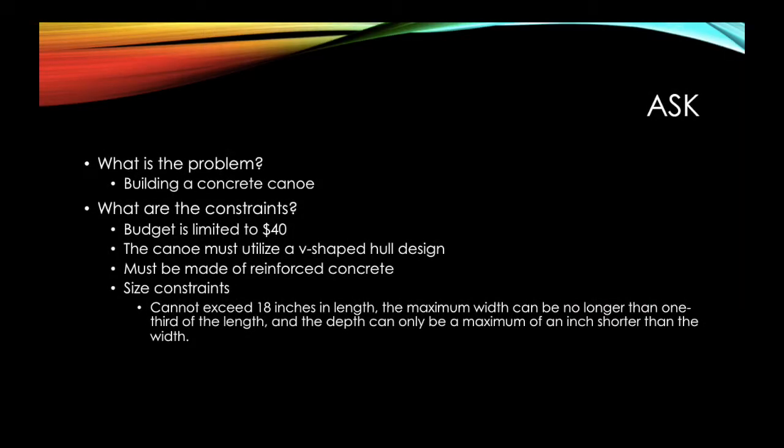The problem we were faced with was building a concrete canoe. We were given the constraints of a budget that was limited to $40. The canoe had to utilize a V-shaped hull design. It had to be made of reinforced concrete, which is concrete that also contains aggregate, and our size constraints were a maximum of 18 inches in length, 1/3 of the length for our width, and 1 inch shorter than the width for the depth.